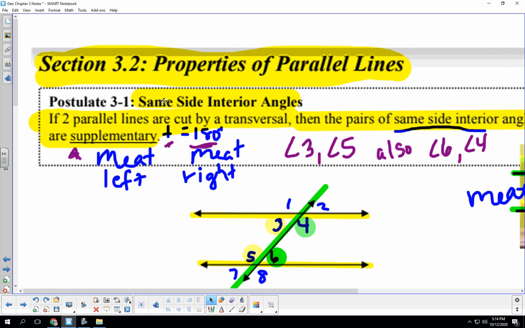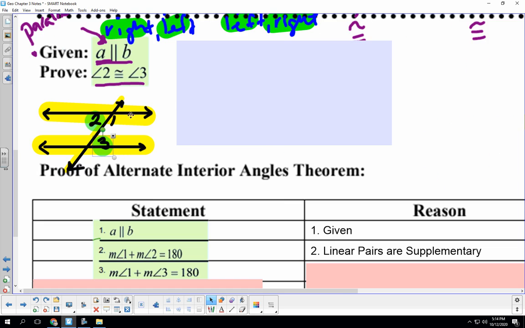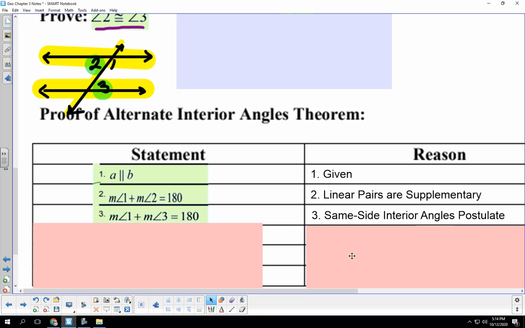Oh, this is the same side interior angles postulate. It says that if we're on the same side and on the inside, so same side, they're on the right, and they're in the meat part, then they're supplementary. So boop, we say same side interior angles postulate.